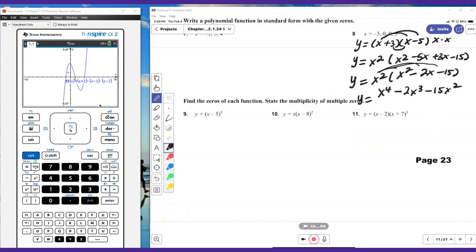Find the zeros of each function. State the multiplicity of multiple zeros. So if I look at 10, I'm just selecting. So we have x times x minus 8 times x minus 8. Why x minus 8 times x minus 8? Because it's x minus 8 to the second power.